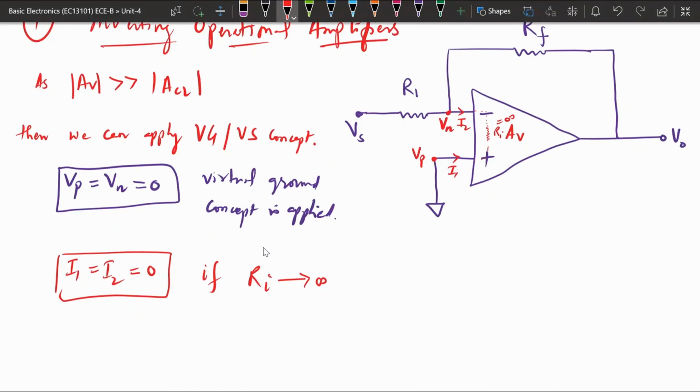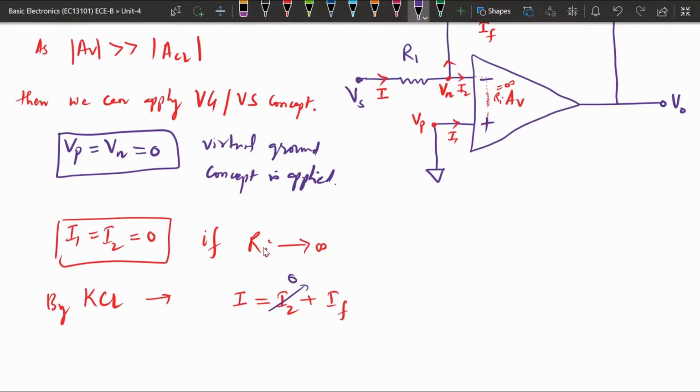Suppose the initial current is I and the current in this resistance RF is IF. At this node Vn, we can use KCL. By KCL, the input current I at this node will be equal to two different currents going out: one is I2 going inside, and another one is IF. We have just seen I2 is equal to 0. So I will be equal to the current between these two. The current direction is from Vs to Vn, flowing from high to low voltage, so Vs is high and Vn is low. The difference between these two gives the voltage across this resistor, and dividing by the resistance we get the current. So Vs minus Vn divided by R1 will be the current I, and this equals I2, which is 0, plus If.